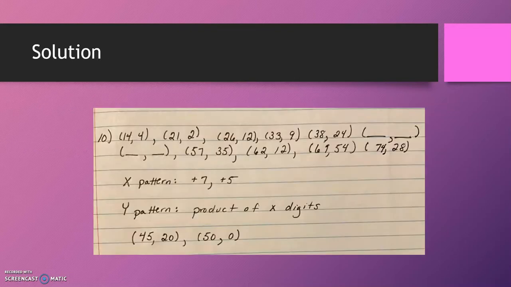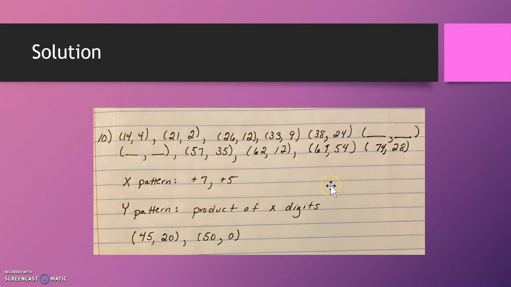So what you noticed, the X pattern is pretty obvious that the X's are increasing by sevens, then fives, sevens, then fives, and that pattern continues to alternate. What remains consistent with the Y's but is unique is that the Y's emerge as a product of your two X's. So 1 times 4 is 4, 2 times 1 is 2, 2 times 6 is 12, and so forth.